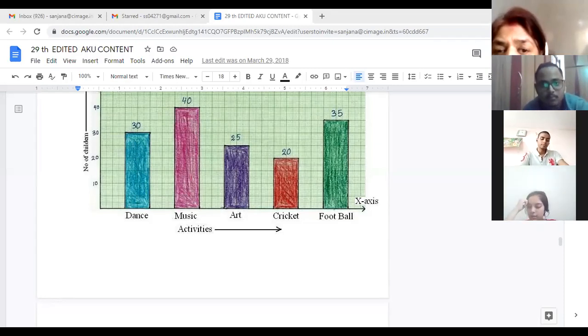Chapter 6 is visual information. What do you understand by visual information?